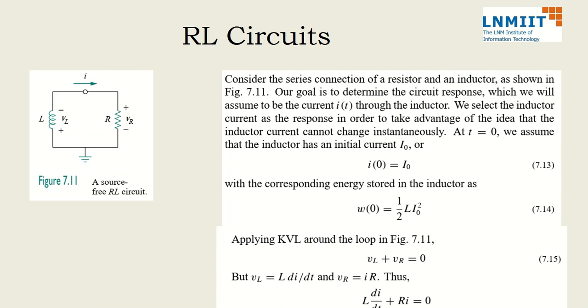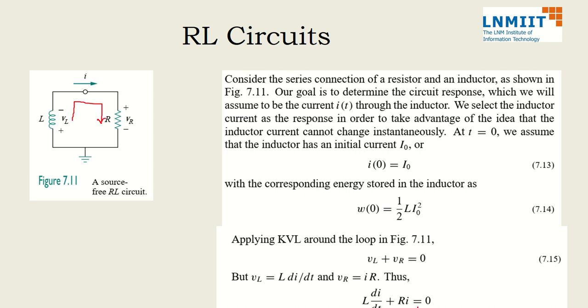Hi. So we are going to discuss source-free RL circuits, first order circuits with inductor and resistors. Just like RC, here in place of C I have L. In an inductor we always focus on the value of current. If I assume that R and L are in series, I am going to calculate using KVL the drop across this and this.